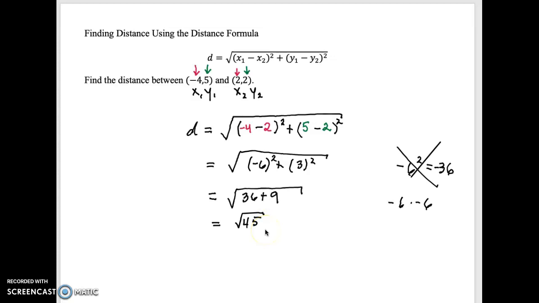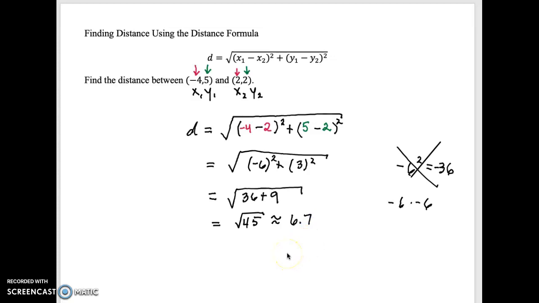So we have the square root of 45. Now, there's two options here. We could, if we wanted to, get a decimal approximation for root 45. If we do that, we would get about 6.7.